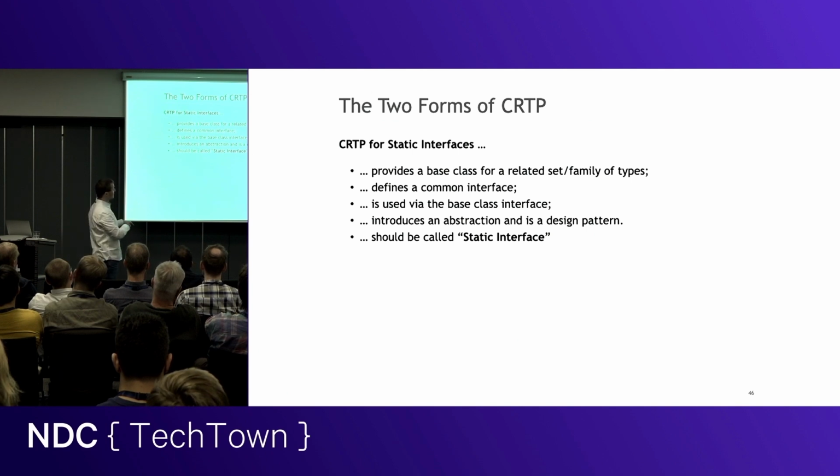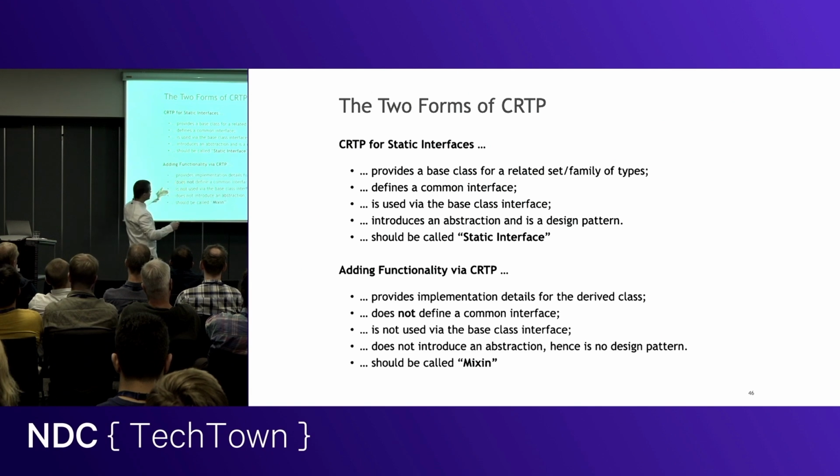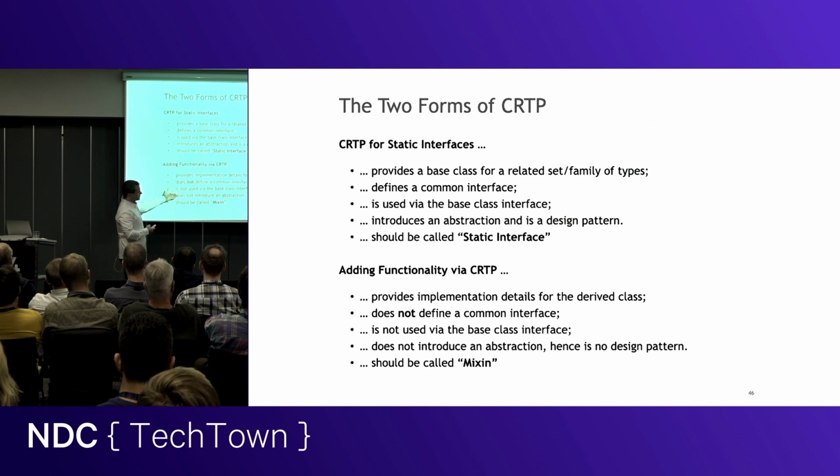The other technique, though, adding functionality via CRTP, well, it is different. So in this case, the base class provides some implementation detail for the derived class. It's just introduced into the class. So I don't really create a common interface. It's not really about a base class, some use via the base class. And so this does not introduce an abstraction. It's more like an implementation detail.